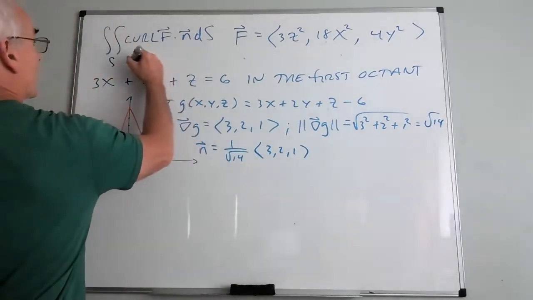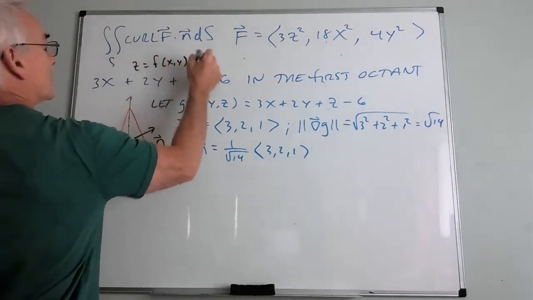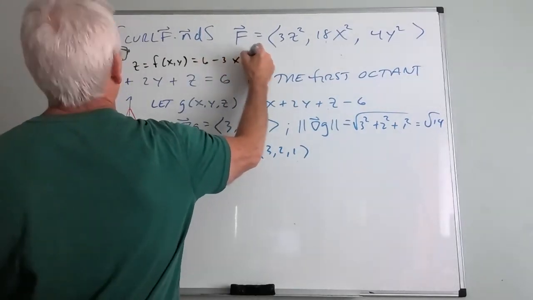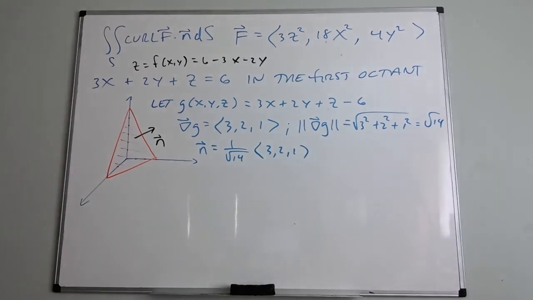So in this case here, z, which will equal f of xy, will equal, throw everything on the other side, 6 minus 3x minus 2y. So again, I'm doing this for two reasons. One, for the dS to give me my surface area parameter. And secondly, in case I actually have to substitute to get rid of a z.